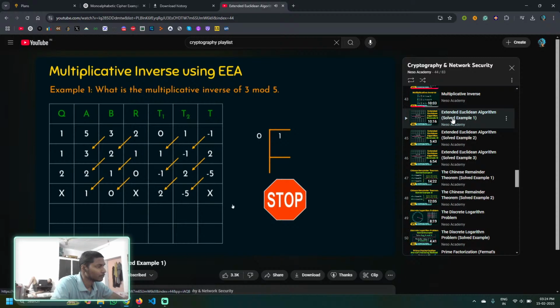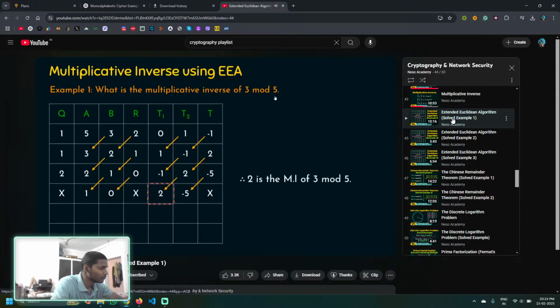Now, when you are stopping this algorithm, what's the value that is there in t1? 2. So that's the answer for this question. That's the multiplicative inverse. So it's clear that 2 is the multiplicative inverse of 3 mod 5. If you want to verify, just take this value, 3 into 2. When a number is multiplied by its inverse and the whole value is divided by the mod, you should get 1 as the remainder, right? That's the logic of the multiplicative inverse.